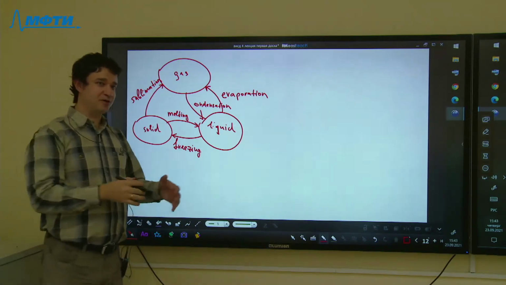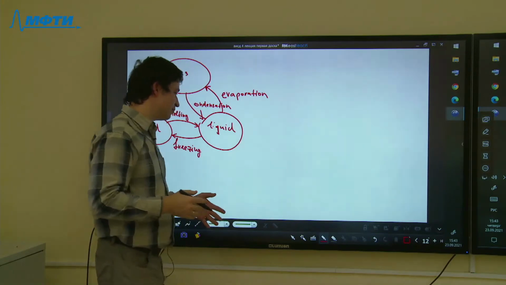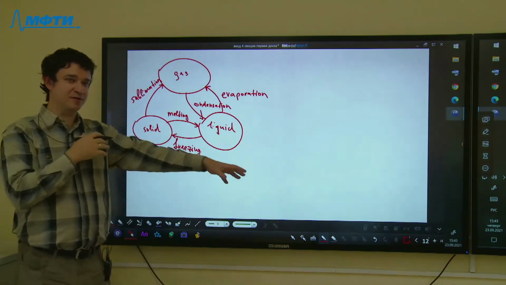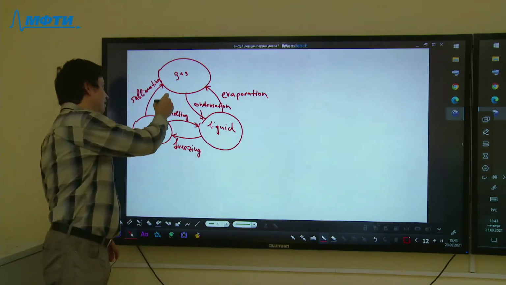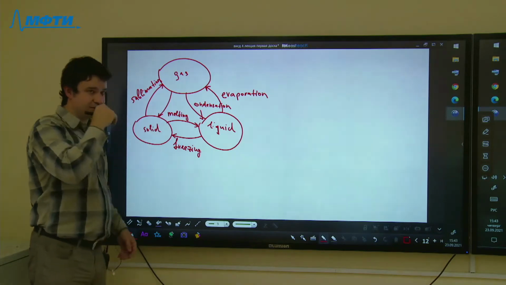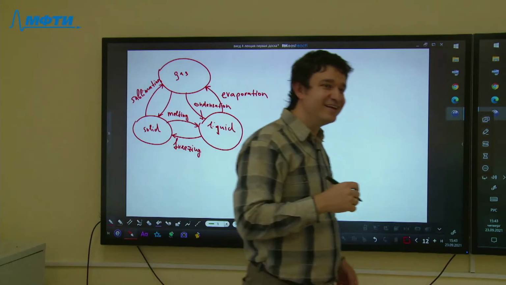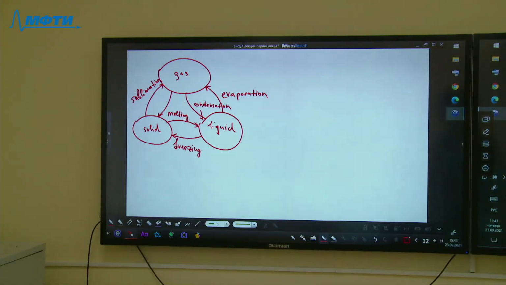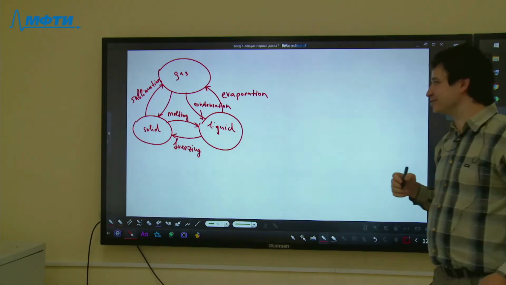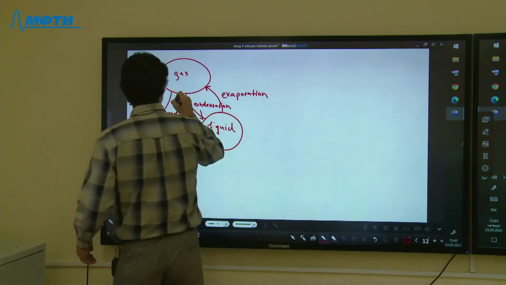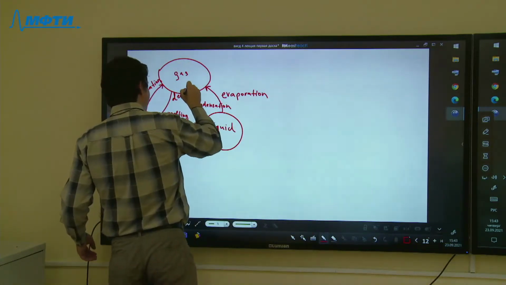Like something you have some kind of a desire, but you sublimate it into some other activities. And the opposite direction is inverse sublimation. Inverse sublimation, sometimes it's called deposition.